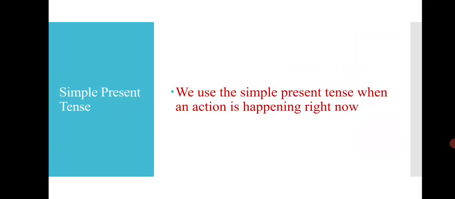Example, Kamala drinks water. So she drinks water now. The action is taking place right now. So this is an example for simple present tense. Kumar walks on the road. Here walks, he is walking right now. So this is an example for simple present tense. So simple present tense denotes the actions that take place or happen right now.